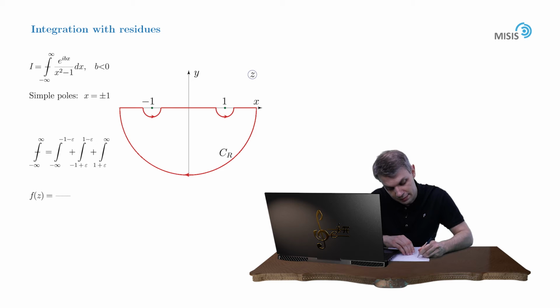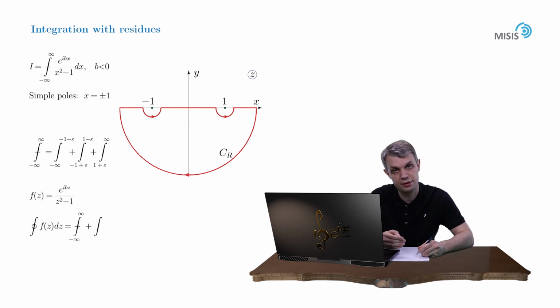The next step is to promote our function into the complex plane. Let's denote it f of z, and consider a closed contour integral of f of z. It is naturally split into our original principal value integral plus two infinitesimal integrals around semicircles centered at points -1 and 1, and plus the integral along the lower infinite arc.